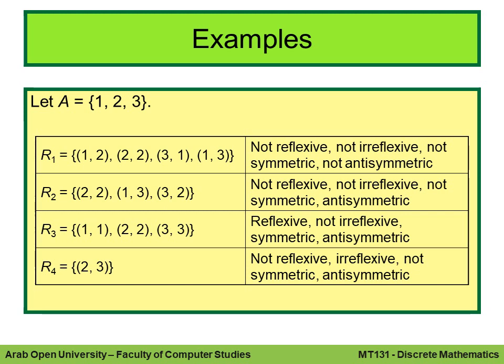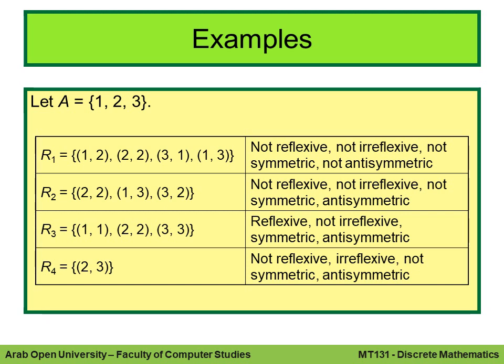R3 is an example of a relation. This is the identity, so it's reflexive. It is not irreflexive. It is symmetric and antisymmetric. We already stated that the identity relation on any set is an example of a relation that is symmetric and also antisymmetric at the same time.